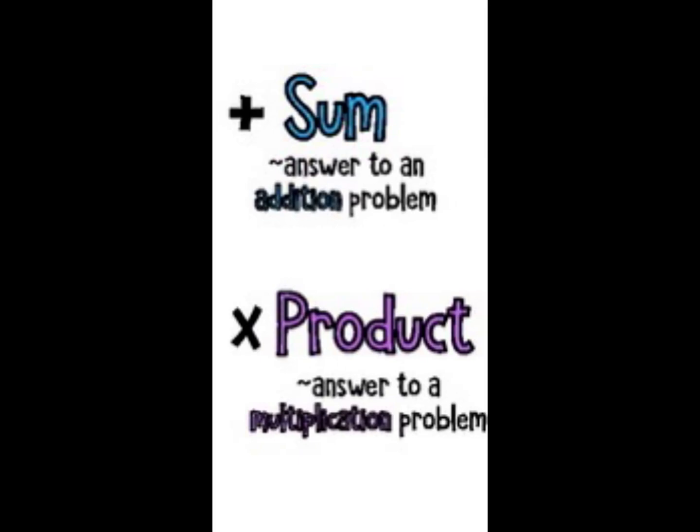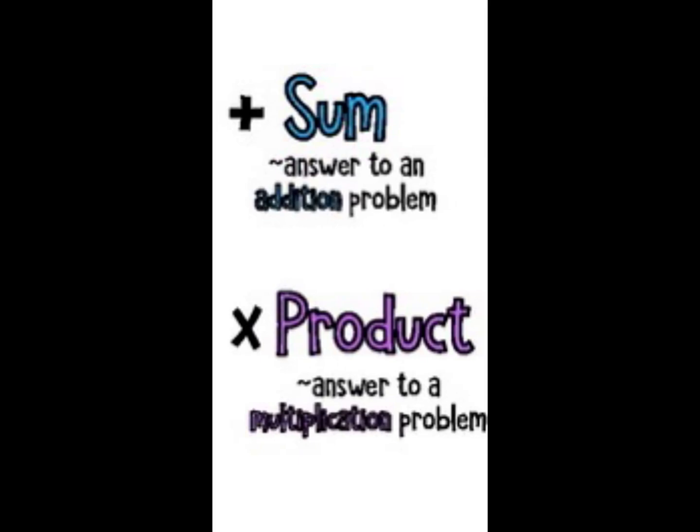The last 2 words for today are called sum and product. Sum is the answer to an addition problem, and product is the answer to a multiplication problem. So when I say that I would like the sum of 3 and 4, the answer to that will be 7. If I want the product of 3 and 4, the answer to that will be 12. So we have a difference of sum and product there.